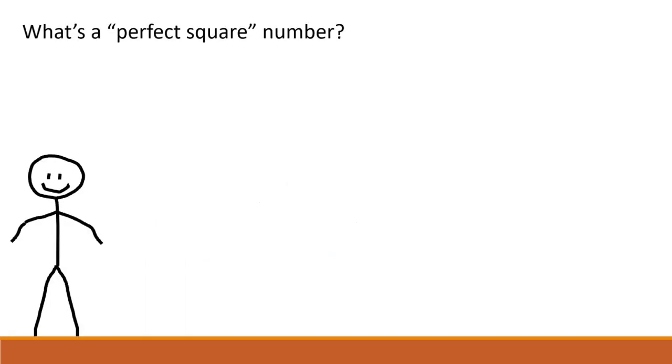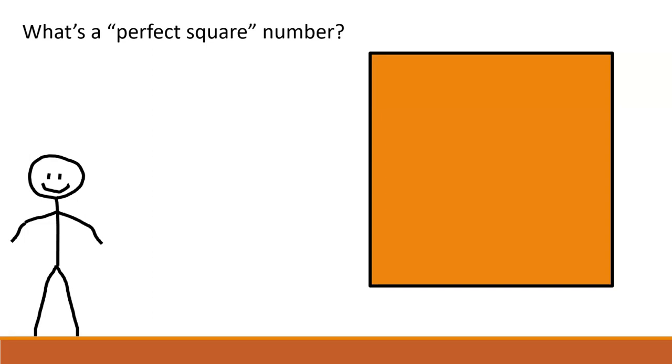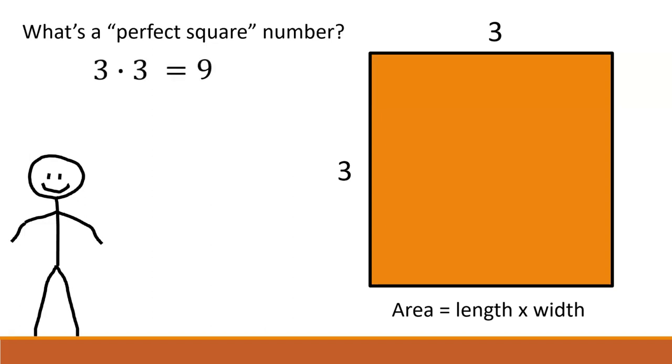Before we talk about square roots, let's talk about perfect square numbers. We know what a square is. It's a figure that has 4 right angles and 4 congruent sides. It's the area of the square that attaches the geometric representation to the idea of a perfect square number. The area of a square is its length times its width. So if this square has side lengths of 3, then its area is 3 times 3, which is 9.